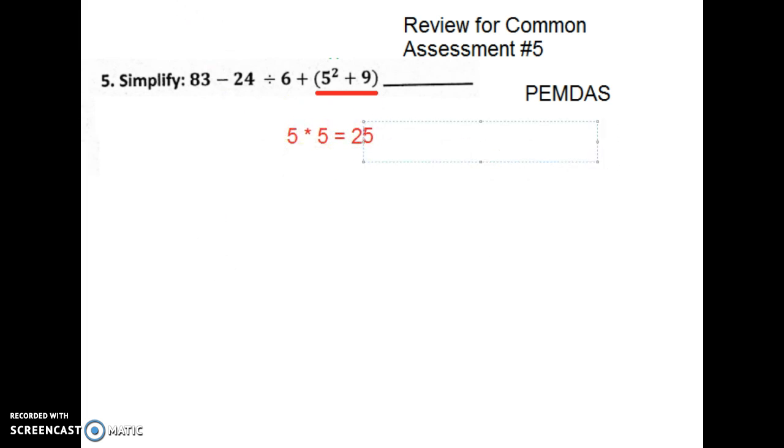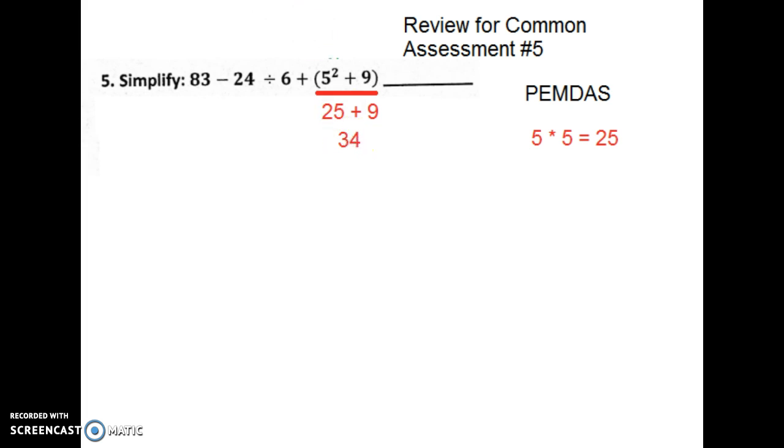Oh, I wanted to move you. Sorry, guys. Technical difficulties. All right. So this becomes 25 plus 9, right? And let's keep working that out. What's 25 plus 9? Well, that's just going to be 34. I did it in my head. Some of you might be able to, if not, work it out on the side. All right. So now I have 34 right here.